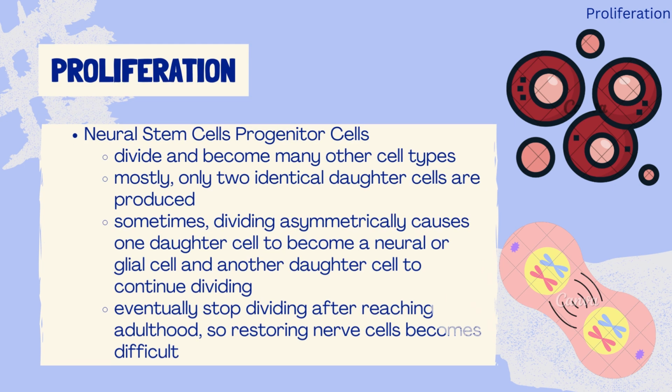Proliferation. Proliferation consists of two main cells, neural stem cells and progenitor cells. Both of these divide and become many other types of cells. Mostly only two identical daughter cells are produced. Sometimes dividing asymmetrically causes one daughter cell to become a neural or glia cell and another daughter cell to continue dividing. So eventually it stops dividing after reaching adulthood, and so restoring nerve cells becomes difficult in adulthood.